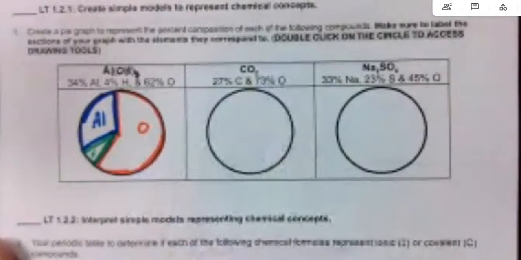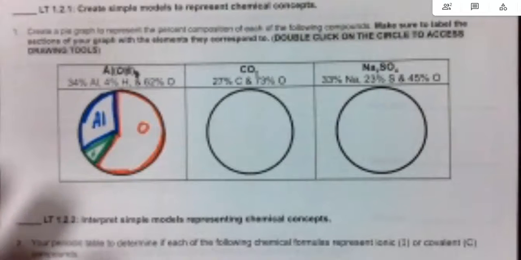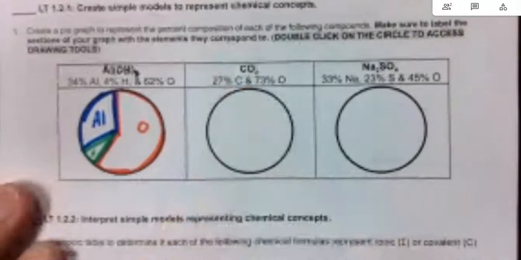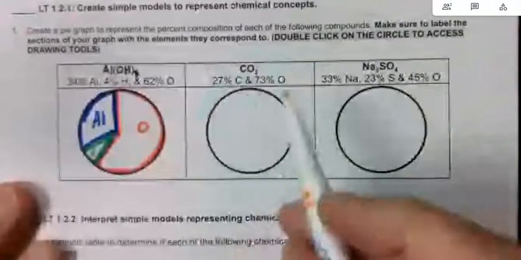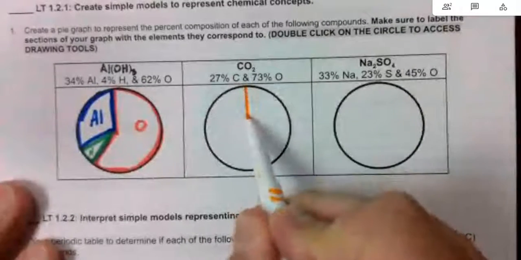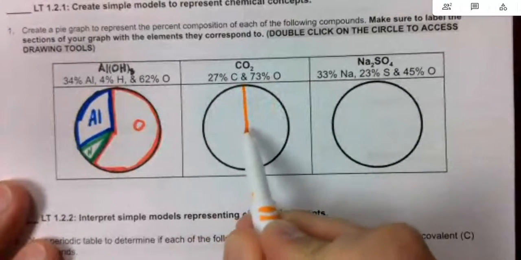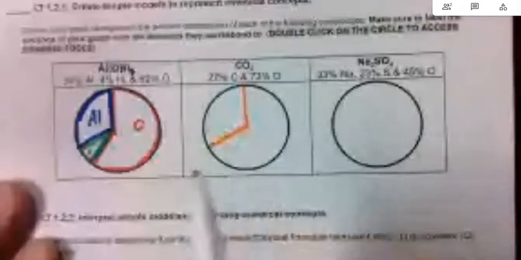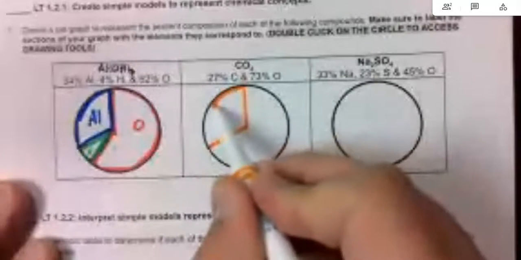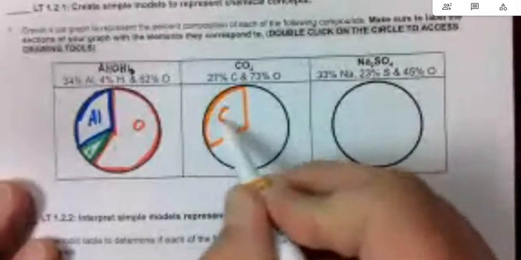The second one we're going to do is for carbon dioxide. This problem gives us the percent composition of carbon and oxygen here. Carbon is 27%, so that's a little more than 1/4 of this pie. So instead of doing just 1/4 of the pie and going straight across here, I'm going to go a little bit at an angle. So that 27% there represents our carbon.